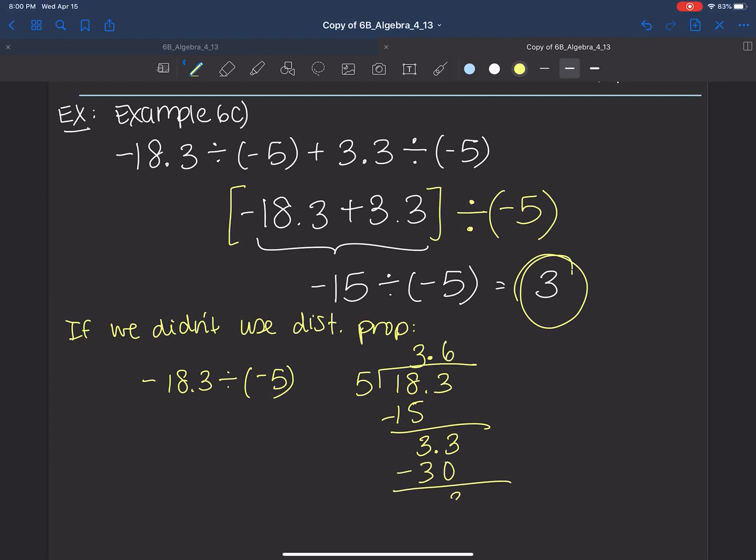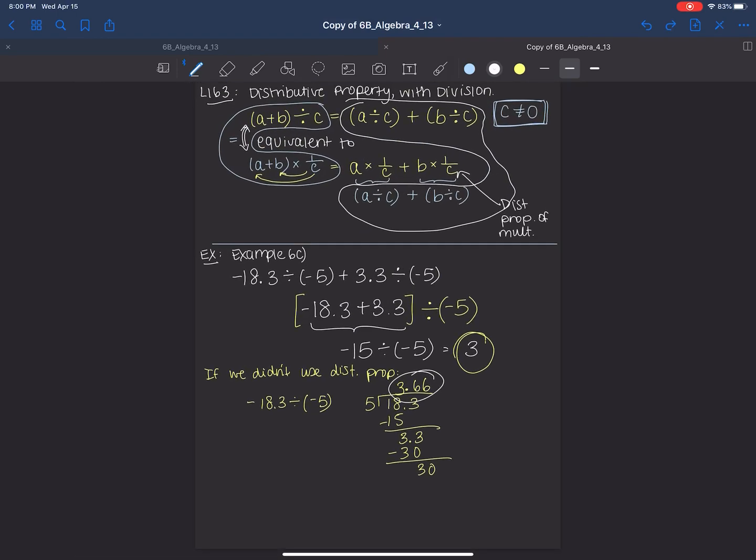Right? And I also end up working with numbers that are a lot uglier than minus 15, right? So if you see an opportunity to use the distributive property, definitely go for it. And now is a good time to pause if you want to review lesson 163.